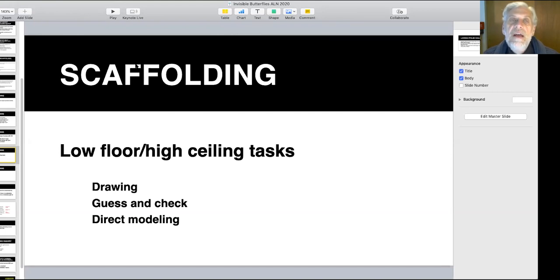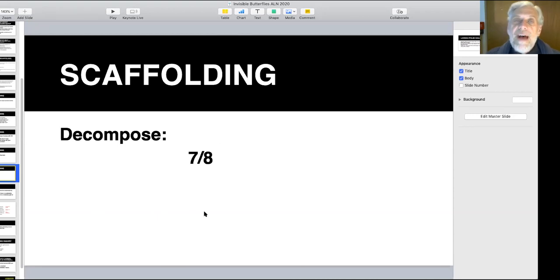Okay, so if you can find a way to make a problem be able to be solved through drawing, guess and check, or modeling with materials, we can consider it a low floor, high ceiling task and create equity. This is one of the best examples of making a task accessible. So I did this with some 4th and 5th graders.